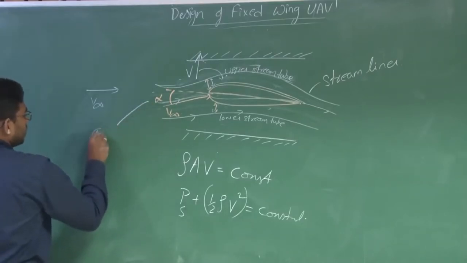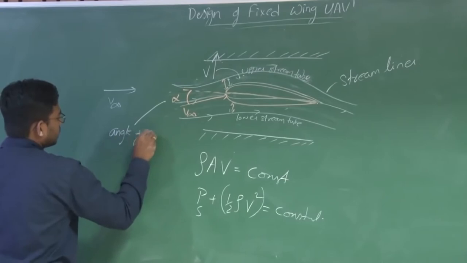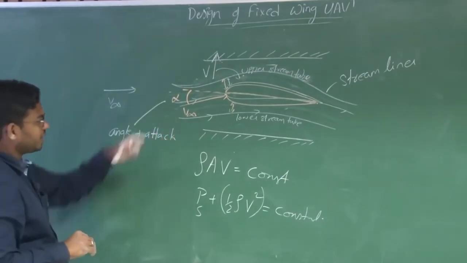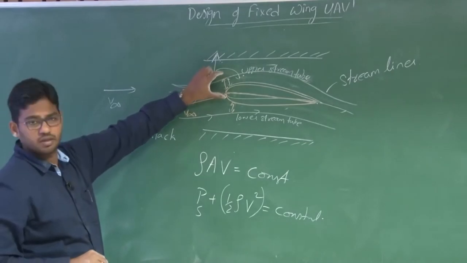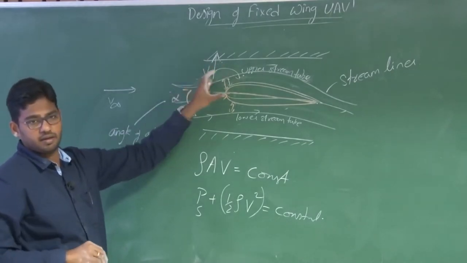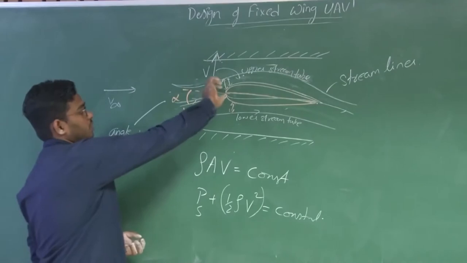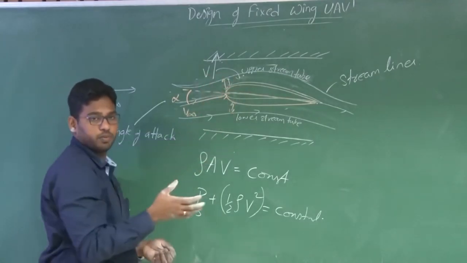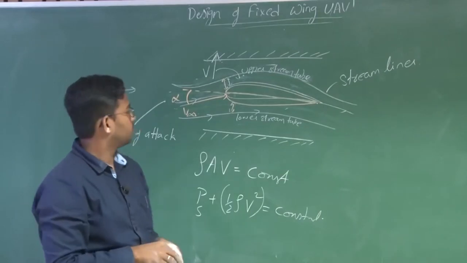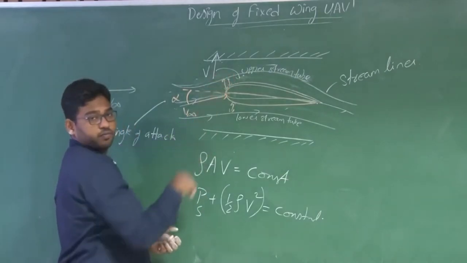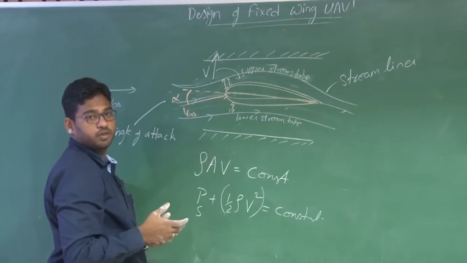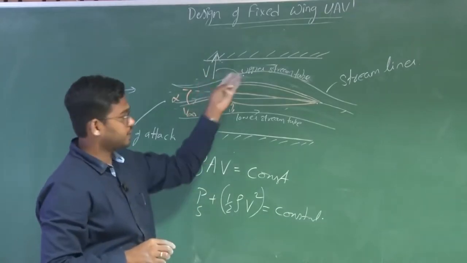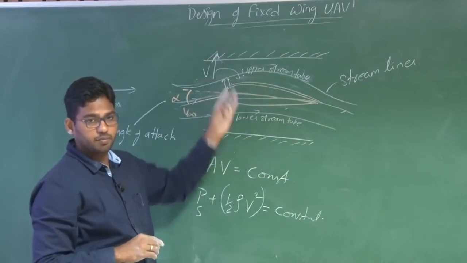Let us define angle of attack. So, when there is an angle of attack, the curvature for the upper stream tube will be more compared to that of the lower stream tube, which eventually results in a greater pressure drop. Why? Because there is a greater reduction in cross-section area, which helps to accelerate the flow, and then the pressure drops.